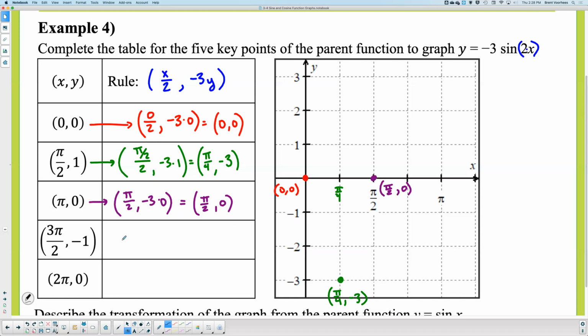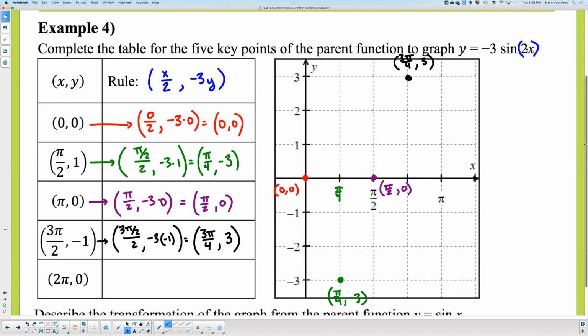Okay, how about this one? 3 pi over 2. Here we go again. We have a 3 pi over 2, and that needs to be divided by 2. And then we'll have a -3 times a -1. What's 3 pi divided by 2 divided by 2 again? 3 pi divided by 4. And negative 3 times negative 1 is positive 3. So here's 3 pi over 4. Go to positive 3. There's that point. That's 3 pi over 4 comma 3.